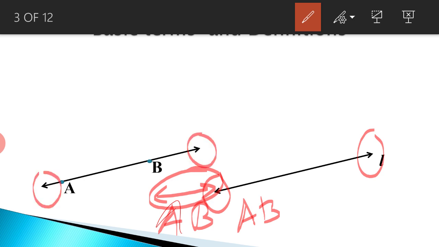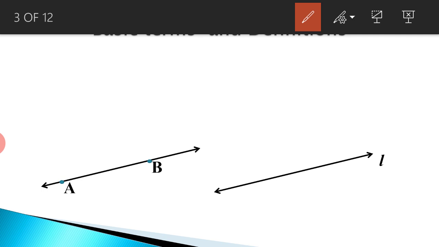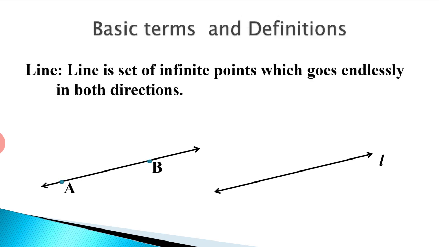Now when we talk about a line, first, it has one dimension, that is length. It has no end; it goes endlessly. So let us summarize the points. A line is a set of infinite points which goes endlessly in both directions. It is one dimensional. A point was dimensionless, but a line has one dimension. And it is a collection of points.